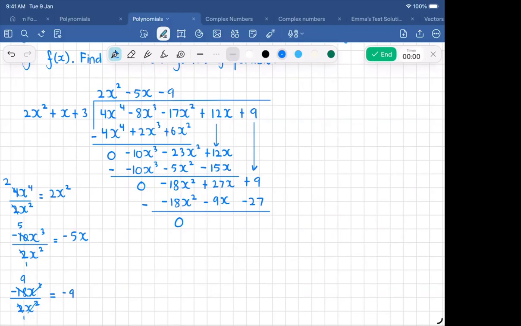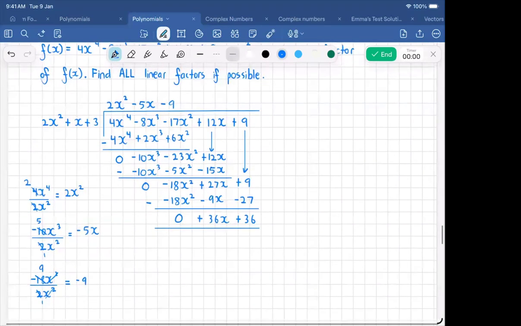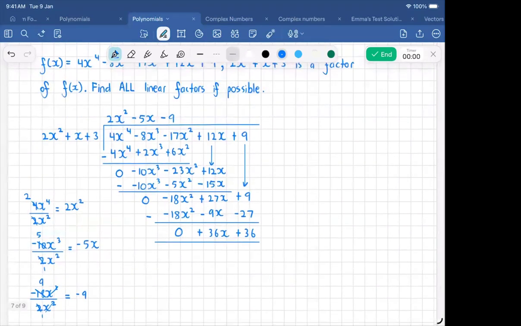And when you subtract, it's going to be 0. This is going to be negative by negative is plus, so that'll be plus 36x, plus 36. So here, guys, in this question, was 2x squared plus x plus 3 a factor of 4x to the power of 4, etc.? Was it? No, sir.